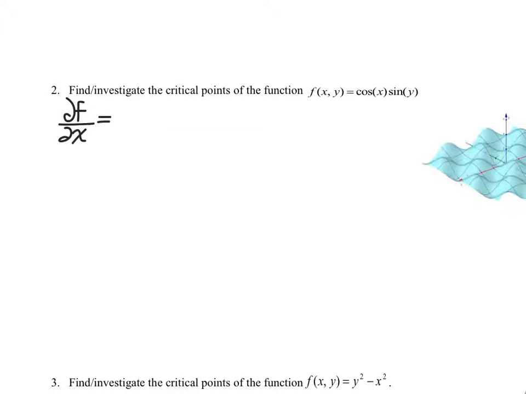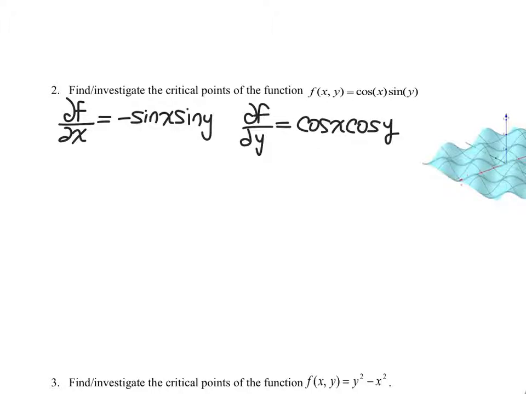So I'm going to hang on to the sine of y. Cosine x becomes negative sine x. Partial with respect to y: hang on to the cosine x. It's going to be cosine x, cosine y. All right, so I'm going to set those equal to 0 and solve.